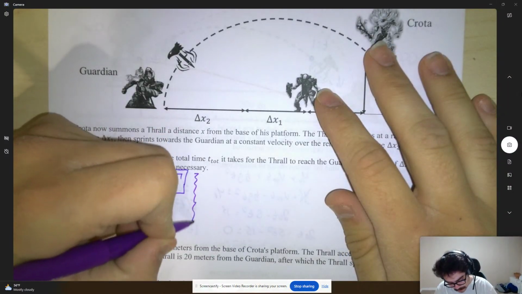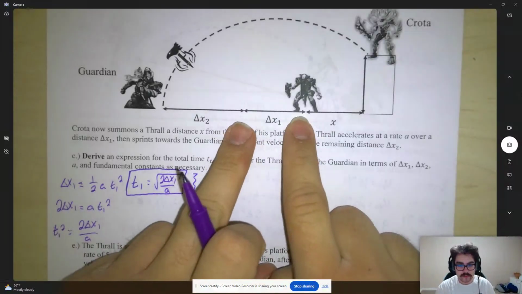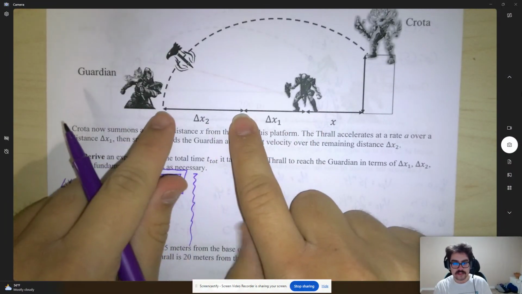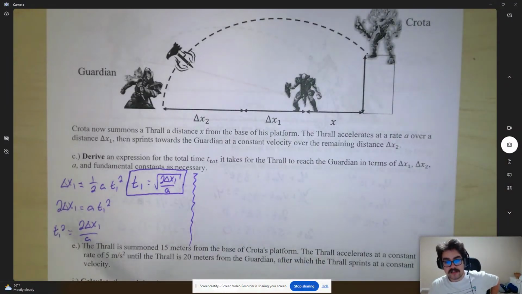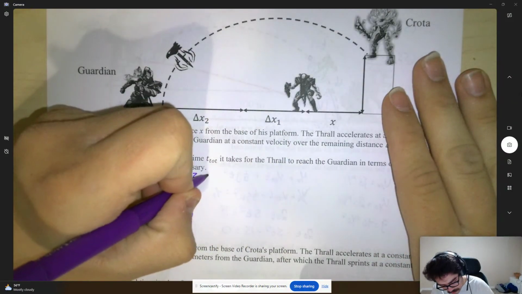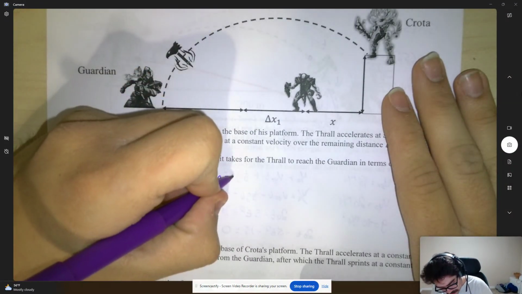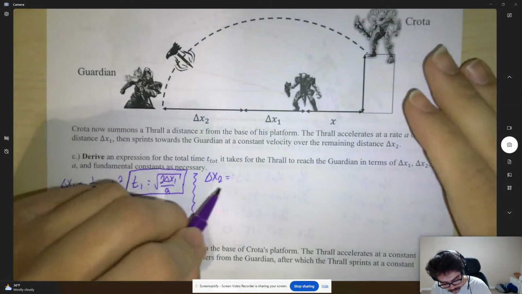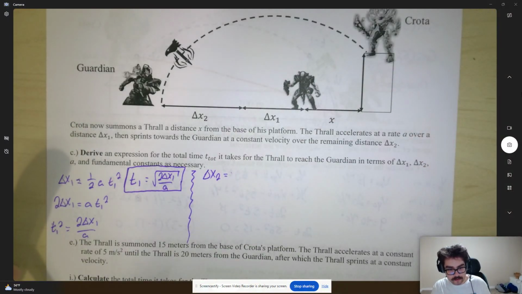Now I need to find my second segment of time. I can treat these as basically two separate kinematics problems. This first one is starting from rest and accelerating. This second one is having some initial speed and constant velocity. So it's accelerating and then constant velocity. So I can say delta x2 is simply equal to x naught, delta x1, plus v times t. And there's no acceleration during this second part.